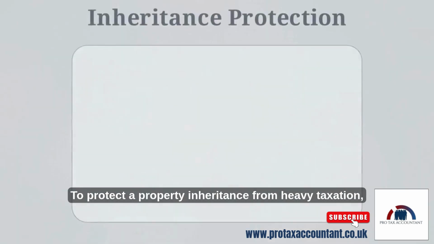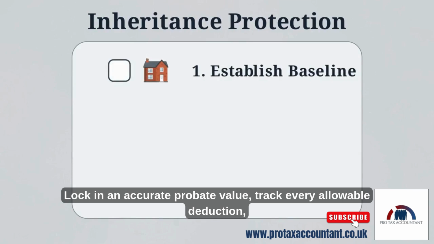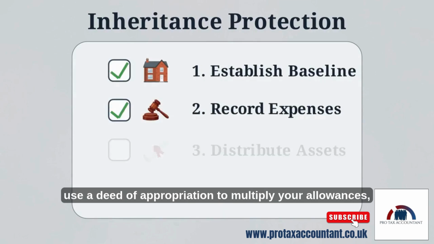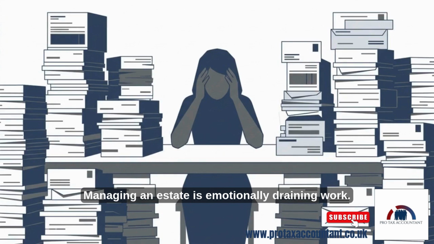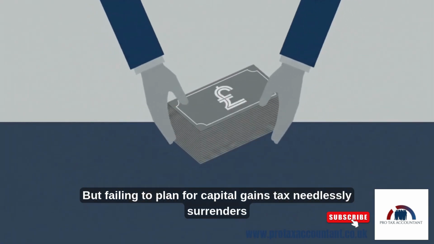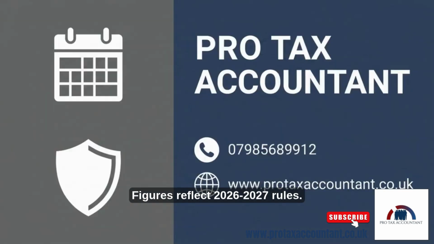To protect a property inheritance from heavy taxation, follow 4 strict steps. Lock in an accurate probate value, track every allowable deduction, use a deed of appropriation to multiply your allowances, and file your return within 60 days of completion. Managing an estate is emotionally draining work, but failing to plan for capital gains tax needlessly surrenders a portion of your loved one's legacy to the taxman. Figures reflect 2026-2027 rules. Always seek bespoke financial advice.